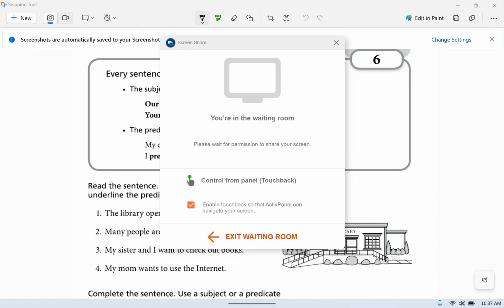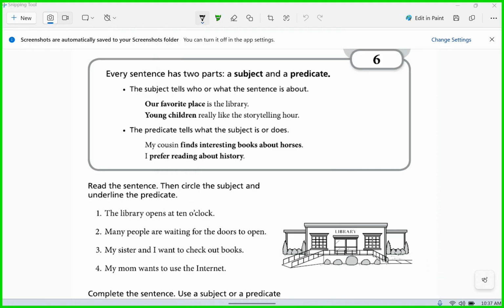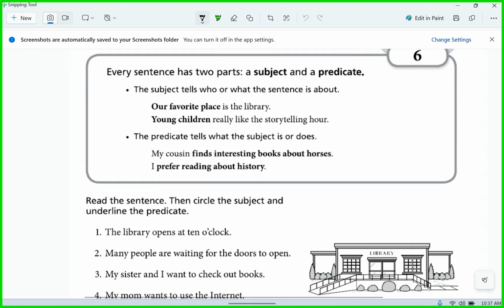All right, so it says every sentence has two parts. Now you can see it. Every sentence has two parts, a subject and a predicate. We've been talking about this year, and we're going to officially go over it. The subject is who or what the sentence is about. The predicate tells about the subject.